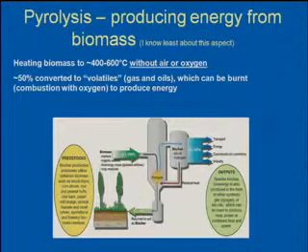Okay, the first part of it, actual pyrolysis, producing energy from biomass, is the bit I know the least about, so I'm just parroting what I've heard from other people in the area. So basically what we're doing is heating biomass to around that 400 to 600 degrees Celsius without air or oxygen, and when you do that, you convert about 50% of the carbon into volatiles, into some CO2, but also gases and oils, which you can then combust with oxygen to produce energy.